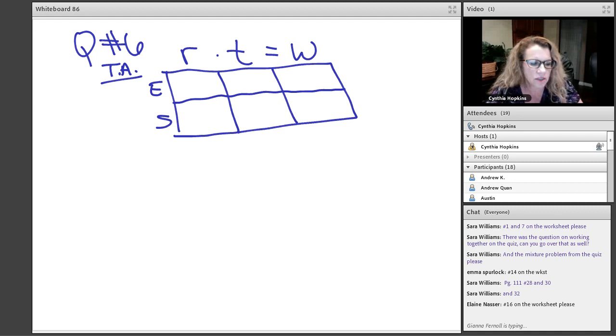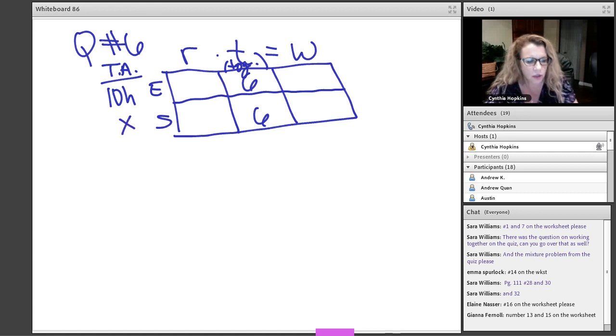Okay, it says if Emily and Susan work together, they can complete a project in 6 hours. Well, that's their time together, and that's what this T right here in the formula stands for. So they told me 6 hours if they work together. Okay, working alone, it takes Emily 10 hours to complete the same project. So Emily, 10 hours. It says, how long will it take Susan to complete the project if she's working alone? So I'm going to call her time alone on the outside, X. And now I know the rate for Emily is 1/10, or the reciprocal of 10.